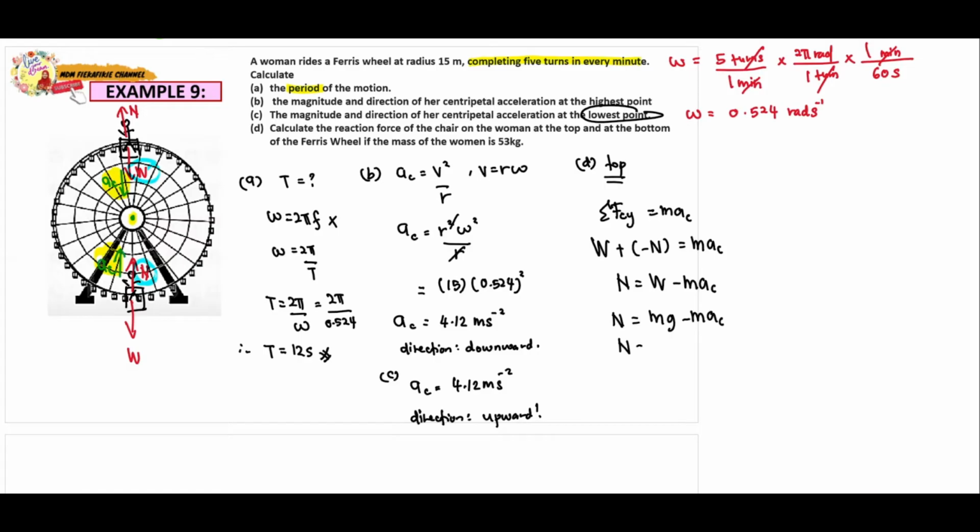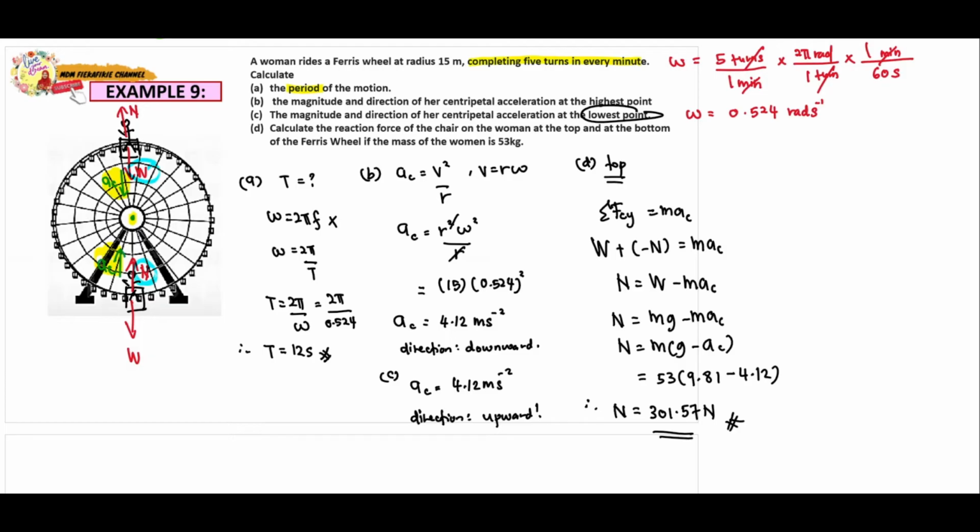Ini kalau awak nak factorize pun tak ada masalah. Kalau tak nak pun boleh masukkan terus. Okay, so the mass is given 53 kg, 9.81 and AC is 4.12. Therefore, the normal force of the chair on the woman is equal to berapa tu? 301.57 Newton. Okay, the normal force at the top.